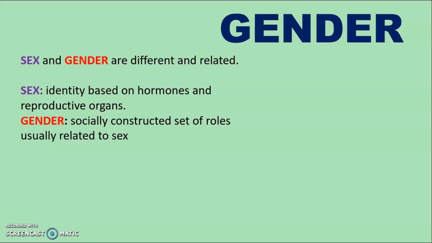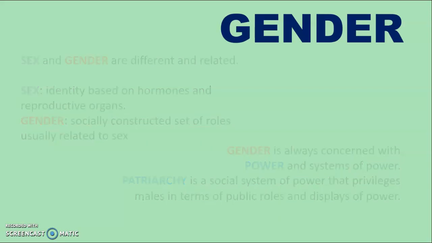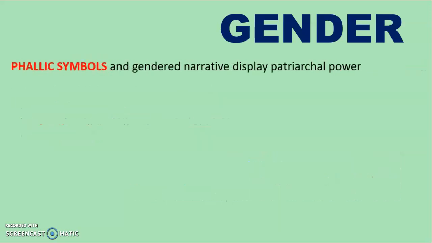Gender is socially constructed, and it's a set of roles usually related to sex. So somehow it's related. I won't go into how that might be related, but it's really sort of a social role that's often based on sex. What's important to know about gender in here is that it's always concerned with power and how characters fit within a system of power. Some stories will look at patriarchy, which is a social system of power that privileges males. So if you're looking at a female character in a patriarchal society, there's obviously some tension, and it has to do with power. Oftentimes a power differential.